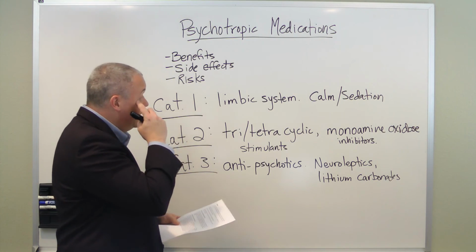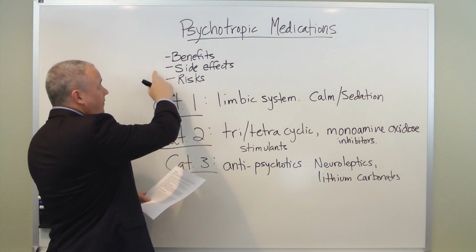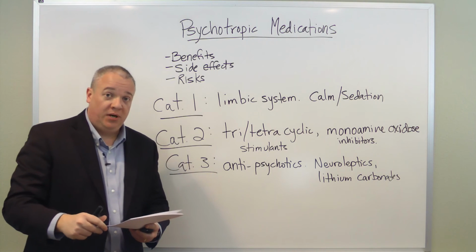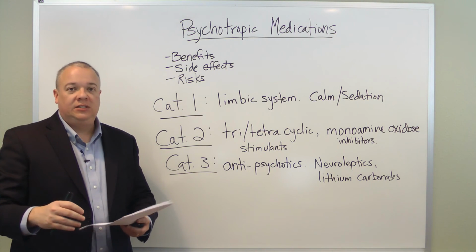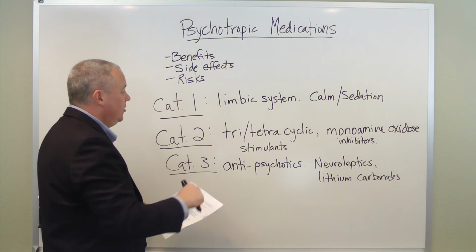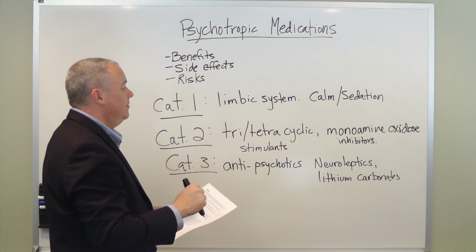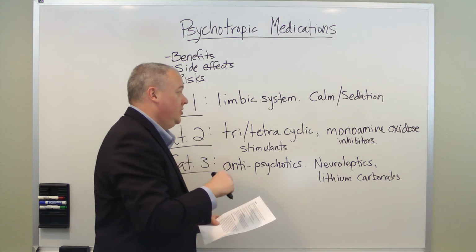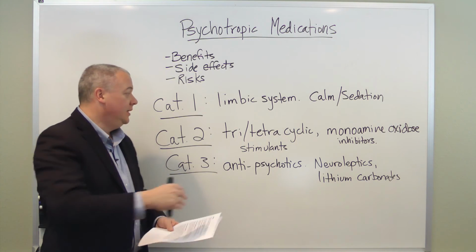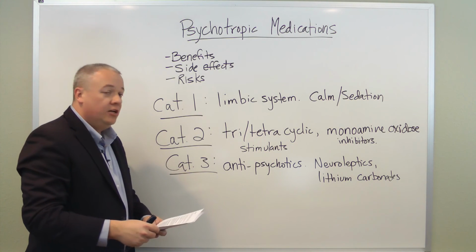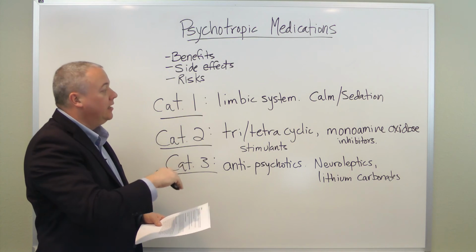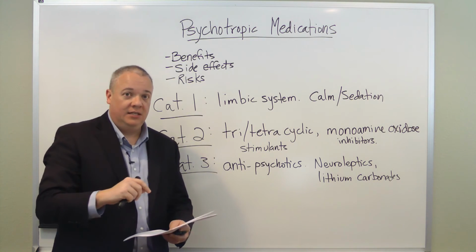So that's category 1, fairly minor, and yet there are benefits, side effects, and risks with each one. Category 2 treats major depressive disorders, and they include all the standard antidepressants. Under category 2, they include all the tricyclic and tetracyclic medications, the monoamine oxidase inhibitors, and stimulants. When we talk about treating severe depression, sometimes stimulants can be very useful in that regard. So category 2, major depression: the tricyclic, tetracyclic, monoamine oxidase inhibitors, things like this.